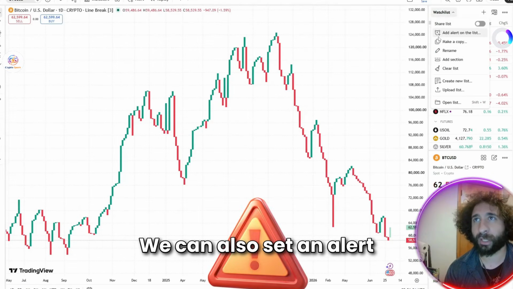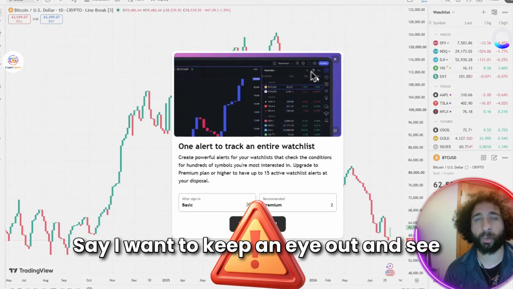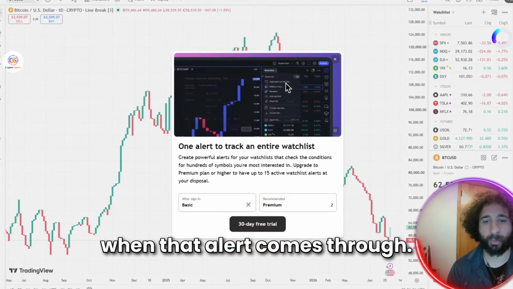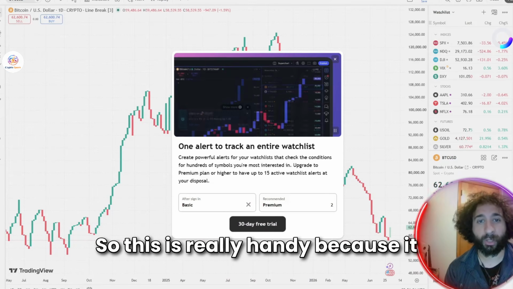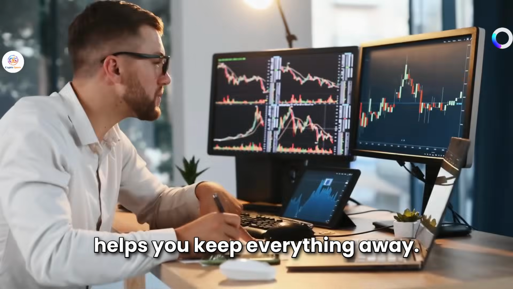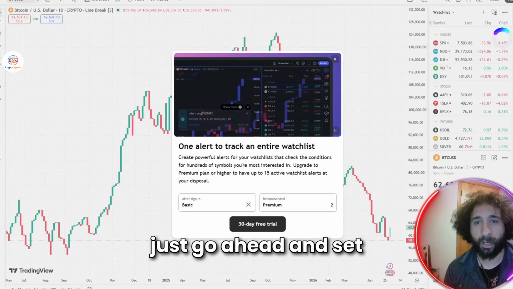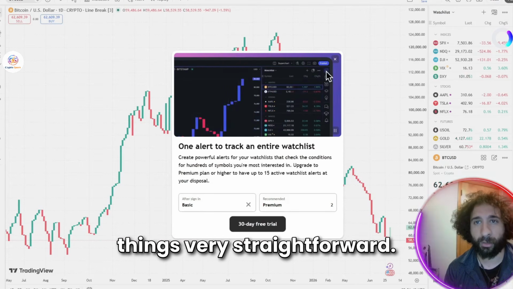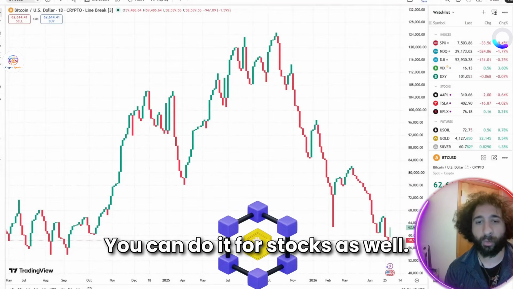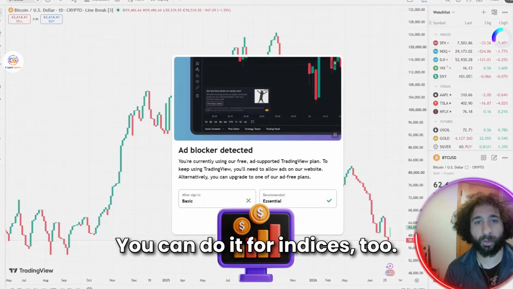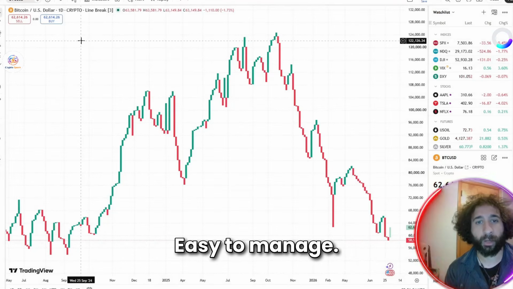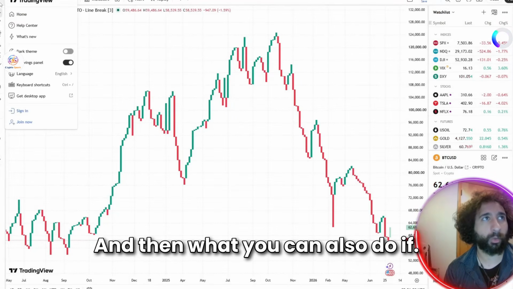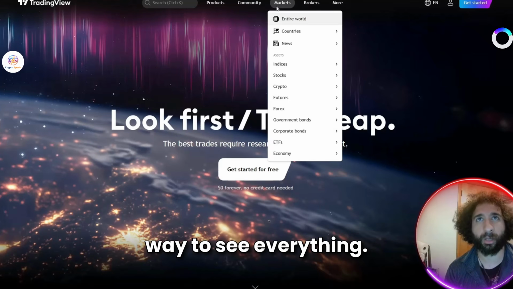Now we can also set an alert on the watch list. So say I want to keep an eye out and see when that alert comes through. Maybe I want to see when Bitcoin picks up. So this is really handy because it helps you keep everything organized. So here you can just go ahead and set up a watch list, and it makes things very straightforward. You can do it for stocks as well. You can do it for indices too. You can do it for anything here really. So it makes things very easy to manage. And it gives us a good way to see everything.